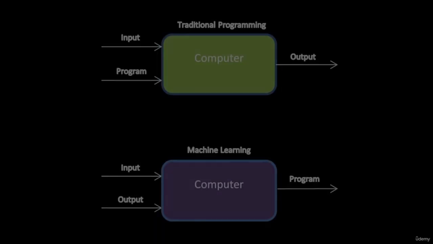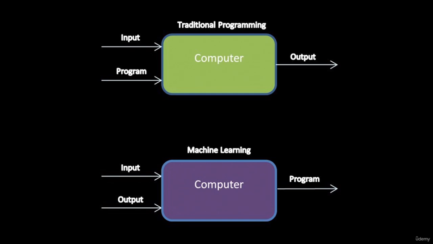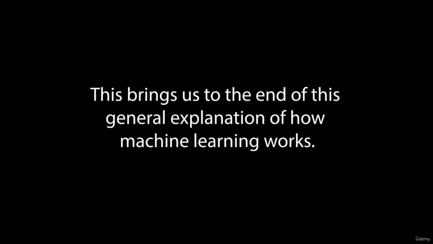To finally wrap up this explanation, we can look at the two diagrams on the screen that show the traditional approach to programming, which requires a human programmer to manually build a program, which then takes inputs and produces the desired outputs, versus a machine learning approach, which involves a machine taking inputs and outputs and using them to build a program instead. This brings us to the end of this general explanation of how machine learning works.